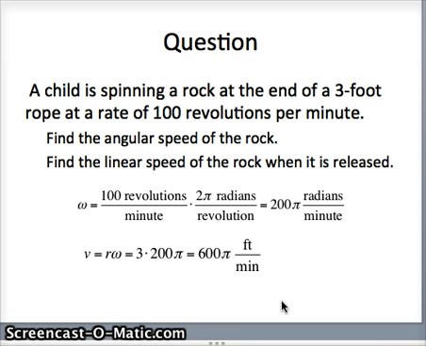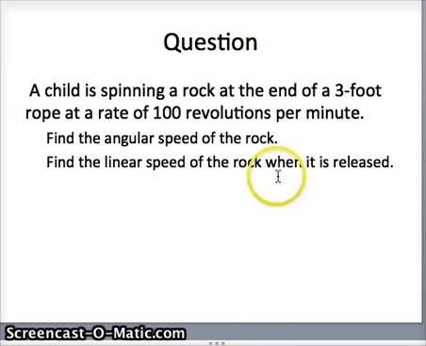So that's a technique that you're going to use in physics courses. Frankly, I prefer doing it the long way. So let's do the linear speed one more time, thinking about what it means. So linear speed of the rock when it is released. I have 100 revolutions per minute. Well, 1 revolution is how many inches, or how many feet, I guess is our unit here. 1 revolution is how many feet? Well, it's a 3-foot rope.